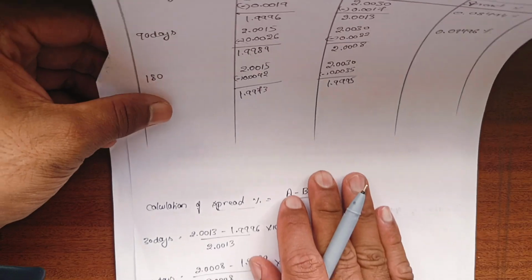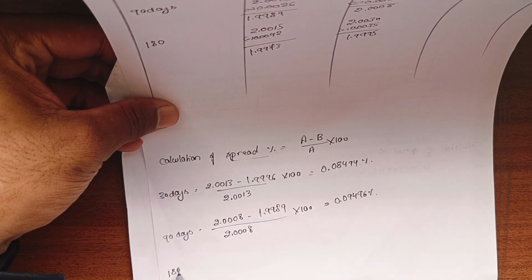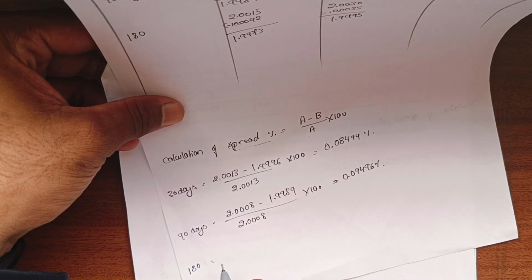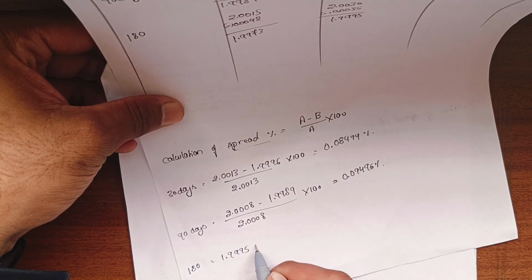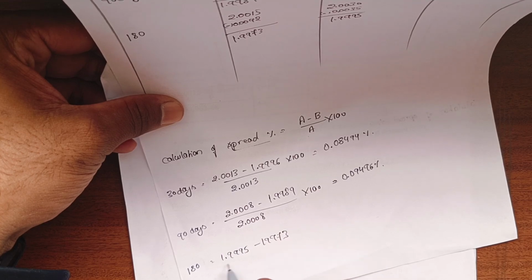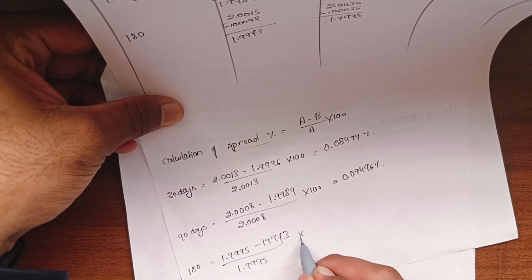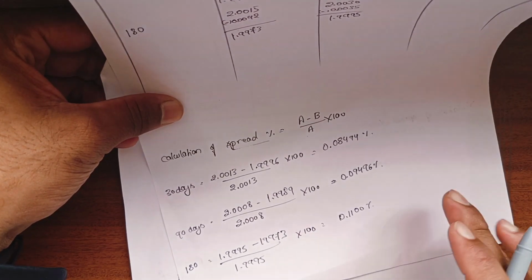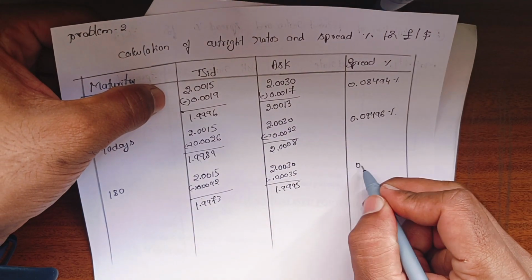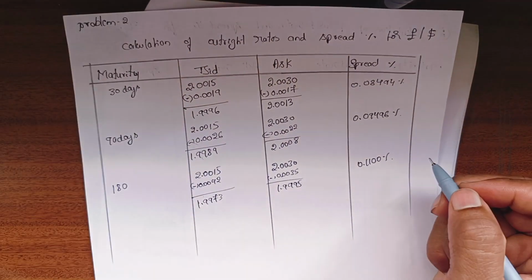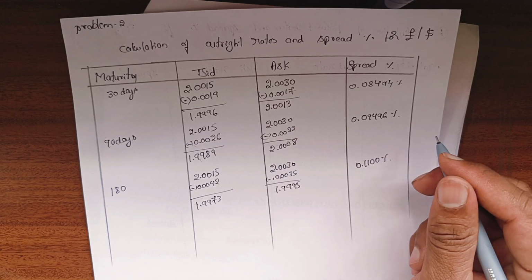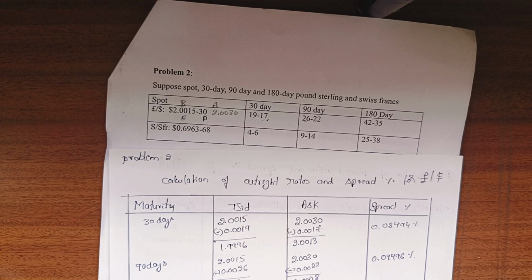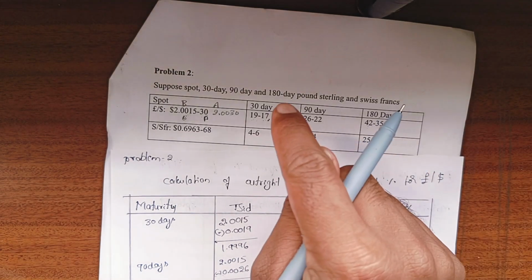What we need to do? We need to go with spread percentage. This is for 180 days. This is bid rate. This is ask rate. 1.9995 minus 1.9973 divided by 1.9995 into 100. If we calculate, we will get 0.1100%. This percentage is written here. Done. For the first one, pound and dollar, we calculated the forward rate plus spread percentage for 30 days, 90 days, 180 days.